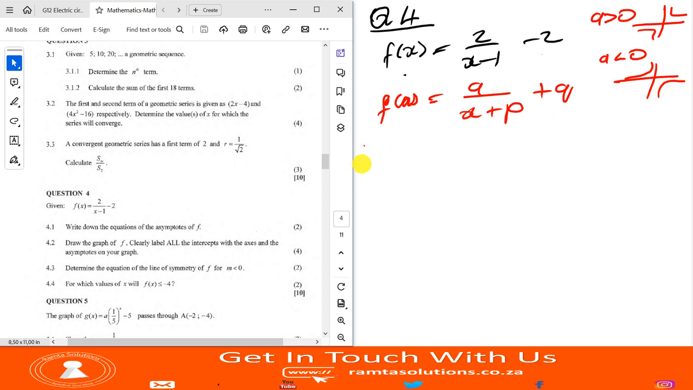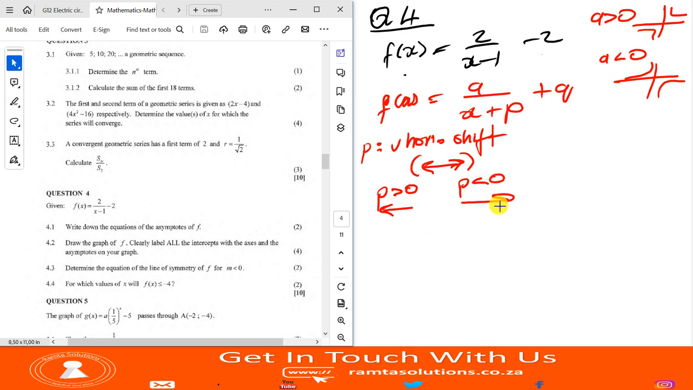Now let's talk about this p. It basically represents horizontal shift. By that we mean it's focused on the graph's movement left or right. So if p is positive, your graph will shift to the left, and if p is negative, your graph will shift to the right.